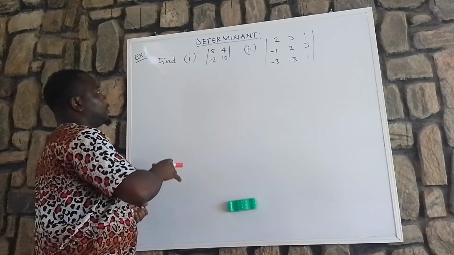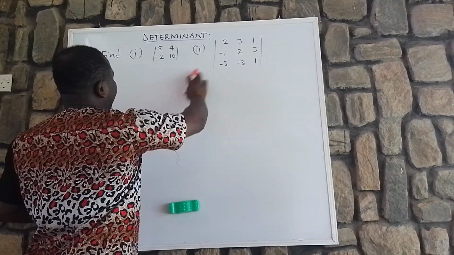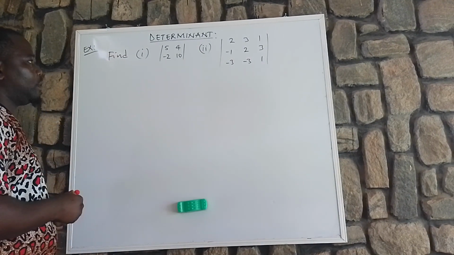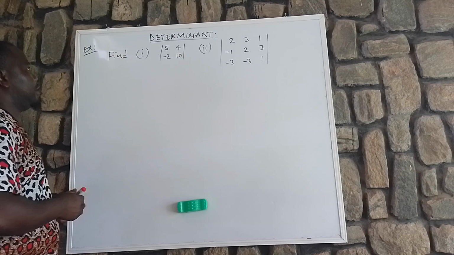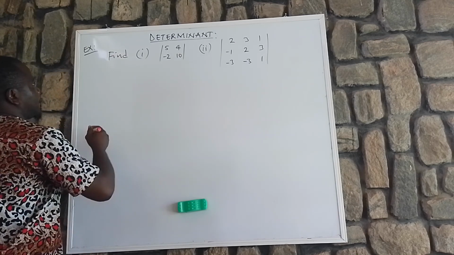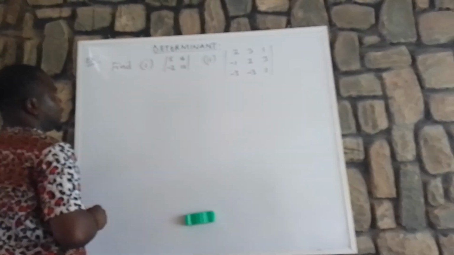Before we begin solving, I'm going to show you how to obtain a determinant. Is that clear? Okay. Let us look at this. This means you have to find the determinant. Is that clear?